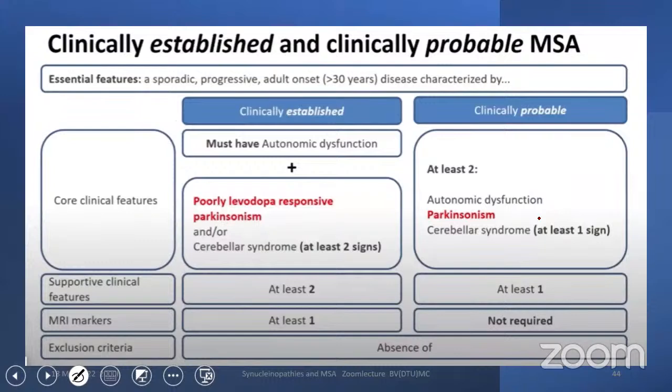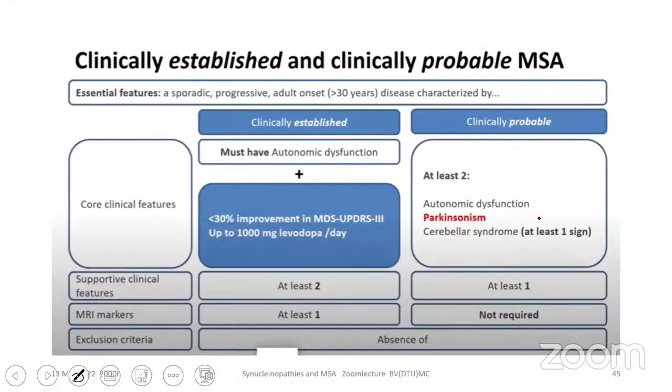So now we have already done this, then Parkinsonism, and less than 30% improvement in MDS UPDRS 3. That means when Parkinsonism features are there, you started giving levodopa, and you have given up to 1000 milligrams, and then there is no response. That is poorly responsive to levodopa. That is a characteristic feature. Now 1000 milligrams you have to reach.